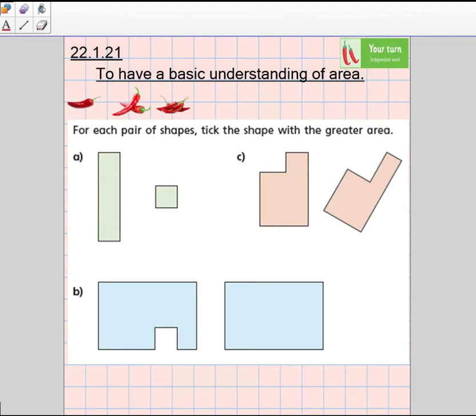This question is suitable for Chili 1, 2 and 3. It says for each pair of shapes, tick the shape with the greater area. You can either draw that on a piece of paper or you can put numbers on the shapes and then say which one has the greater area, or you can print off the sheet. It's up to you. Pause the video and have a go now.